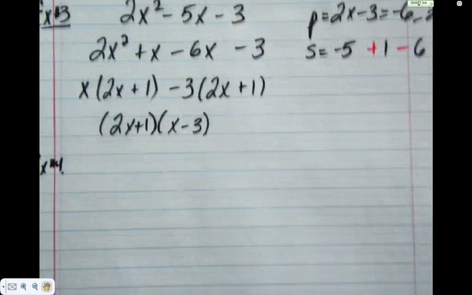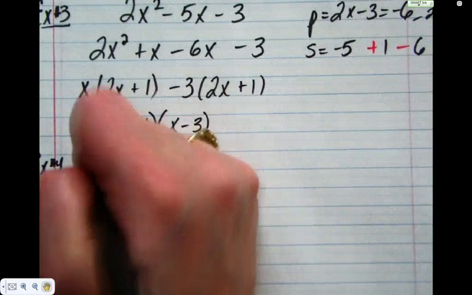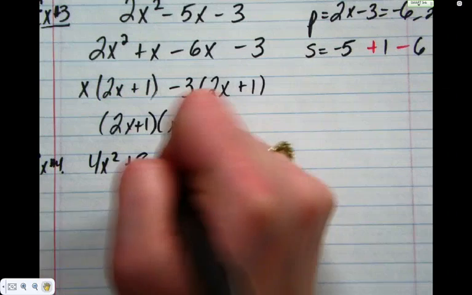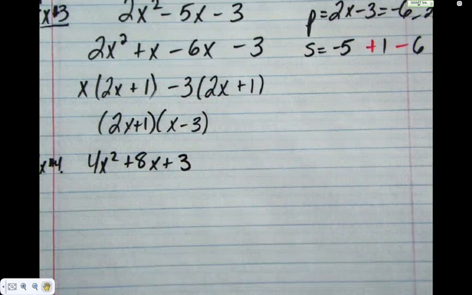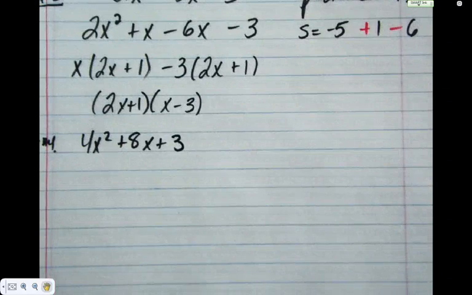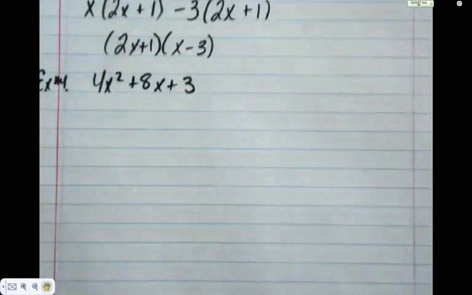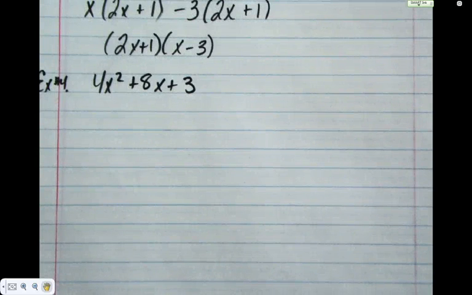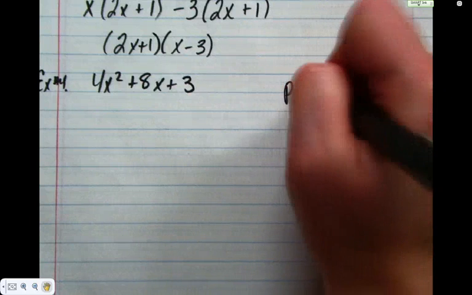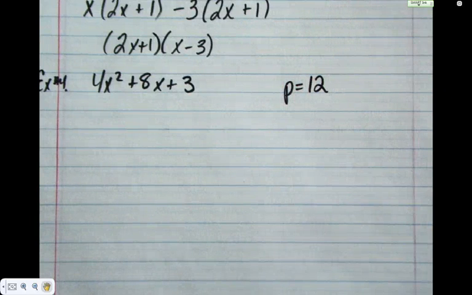Okay, number 4. 4x squared plus 8x plus 3. You're going to do the step, then I'm going to do it right after you. Then you're going to do the next step, then I'll do it right after you. So step number 1, product. Product is 12. If you want to show that 4 times 3, great. You don't need to if you don't have to see it.